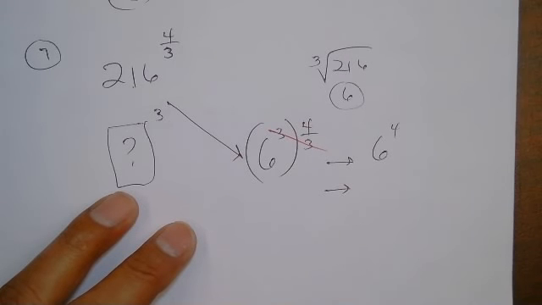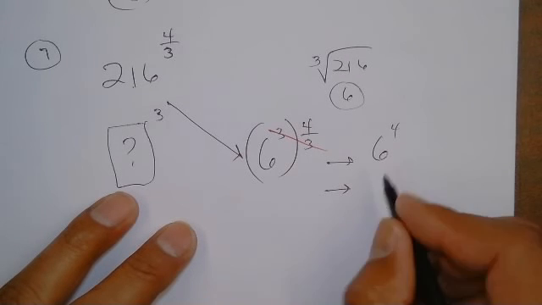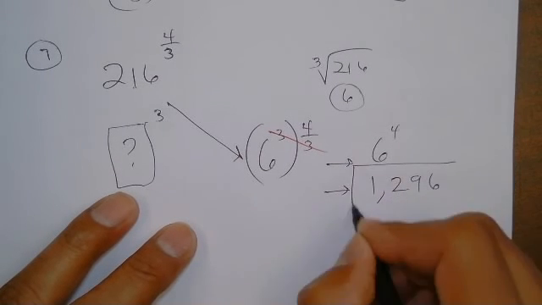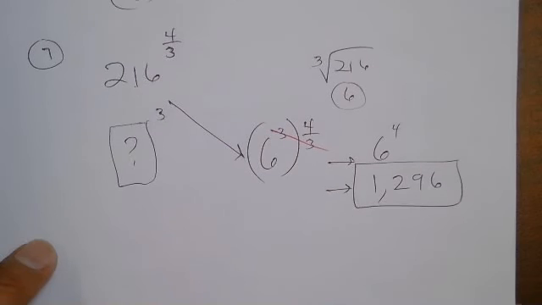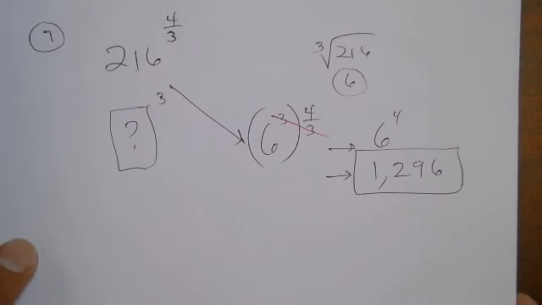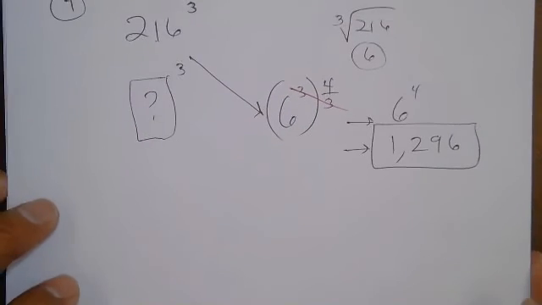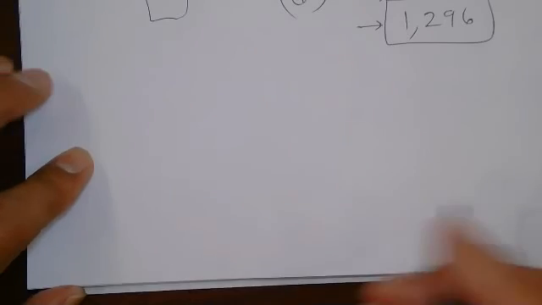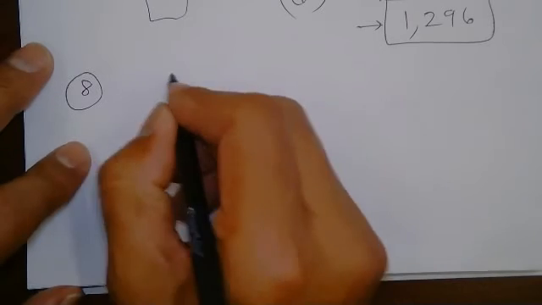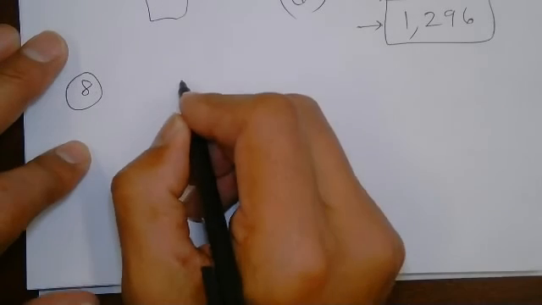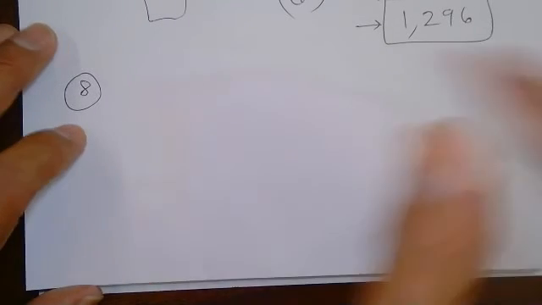6 to the power of 4 is, what is it, Samantha? 1296? 1296. Okay, let's go with 8. Are we good? Everybody good? See how you have to look at this? Number 8.